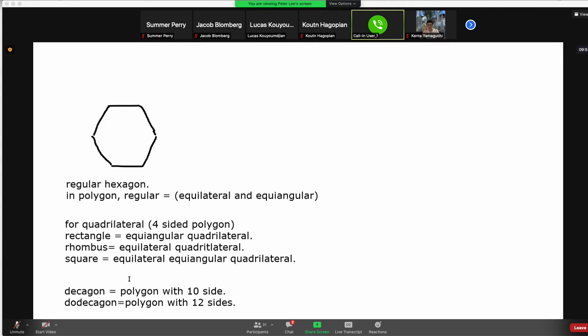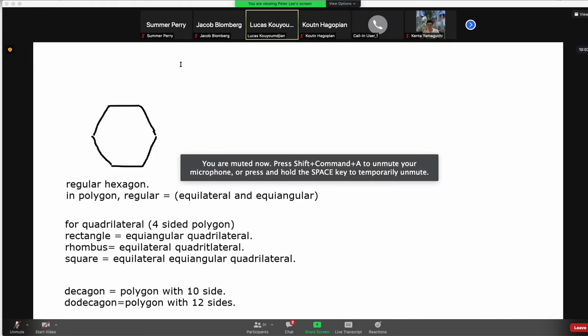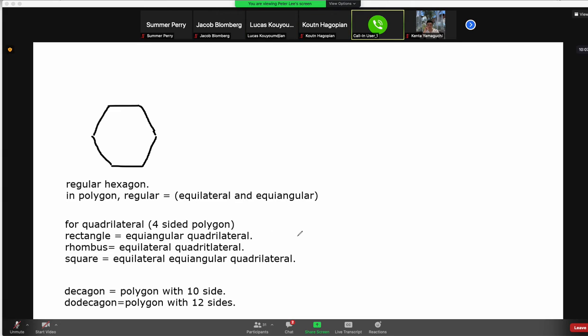Of course, you do need to know what equilateral and equiangular mean. They're very basic. Equilateral means same sides, and equiangular means same angles. Now let's look at the picture here. A rectangle is like this.